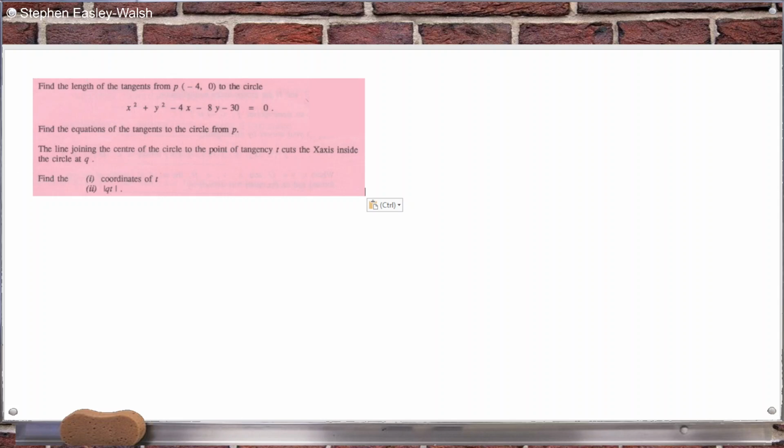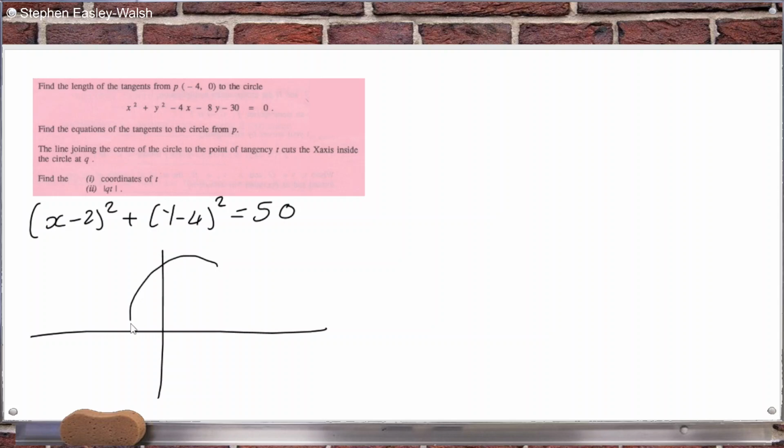Okay, let's have a look. So we complete the square. That's (x minus 2) squared plus (y minus 4) squared equals 50. So you just roughly sketch this out. You have the center 2, 4, a circle here, and then you have some point here, minus 4, 0, and it's going to form a tangent.